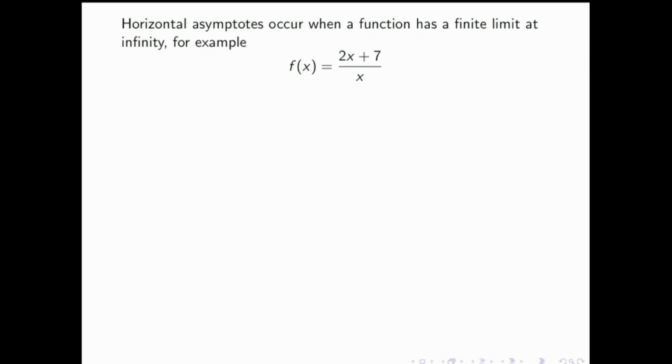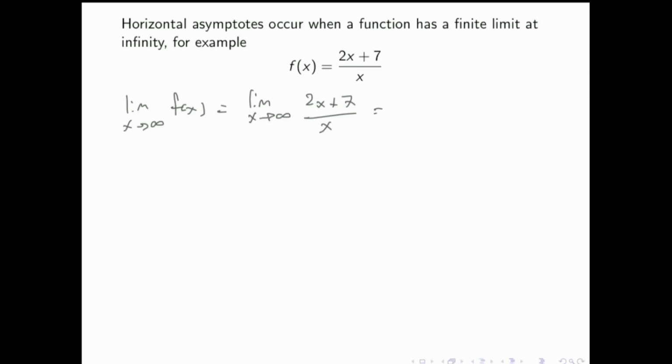So a horizontal asymptote occurs when a function has a finite limit at infinity. For example, let's look at the function f of x is (2x plus 7) over x, and let's evaluate the limit as x goes to infinity of f of x. Well, that's the same as the limit as x goes to infinity of (2x plus 7) over x. And again, we don't want to just try to plug in infinity here. We're going to get something like infinity over infinity, and that's no good algebraically.